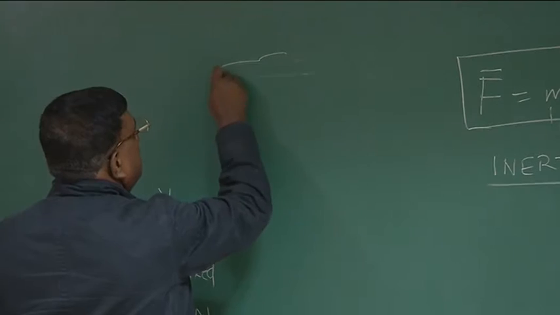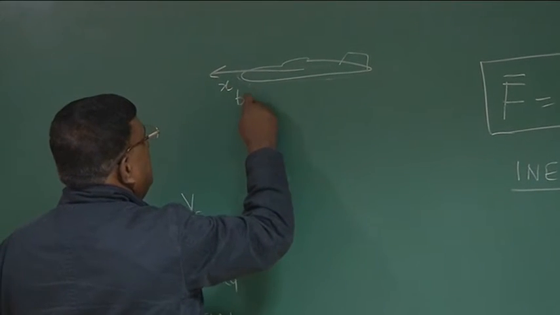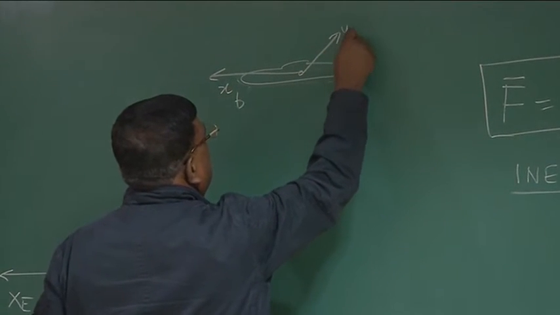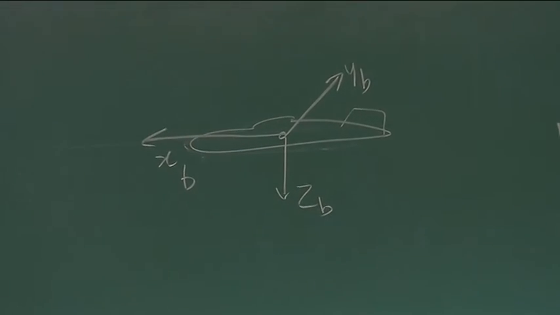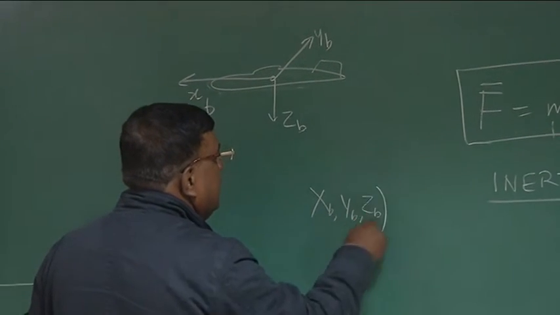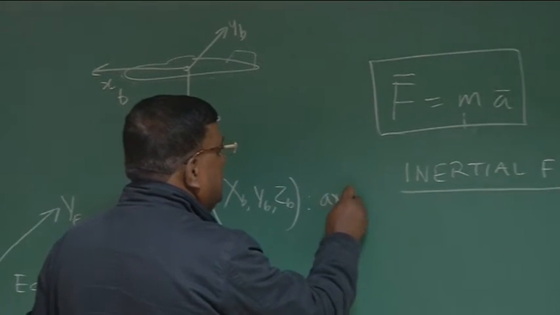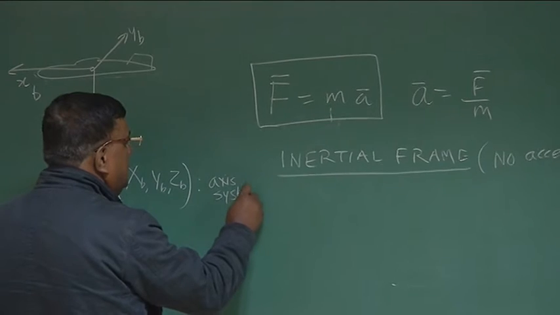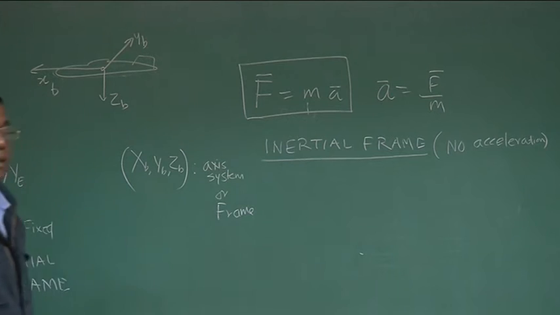Now you can understand, this is the airplane, and you know this is X. I write B for body, YB for body, ZB for body. Now I ask a question, is this XB, YB, ZB axis, XB, YB, ZB axis system or frame? This is axis system or frame, same meaning. Is it inertial? Is it an inertial frame of reference?